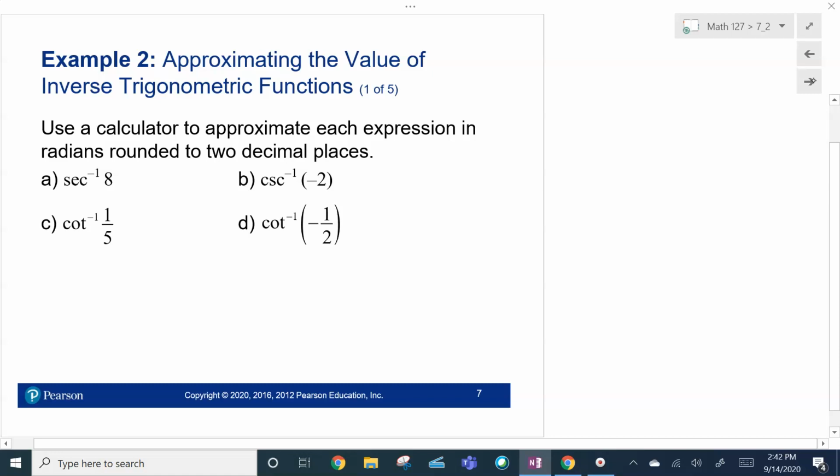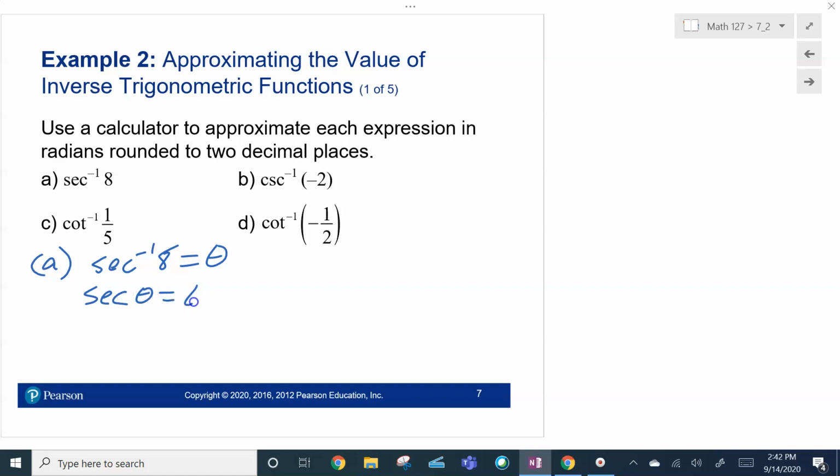Now we're going to apply using a calculator for these. So the arc secant of 8, the inverse of the secant. Again, I'm going to set that equal to theta, which means that the secant of theta equals 8, where theta, similar to the arc cosine, is between 0 and pi. Can't be pi halves, by the way. And again, I don't have an arc secant button.